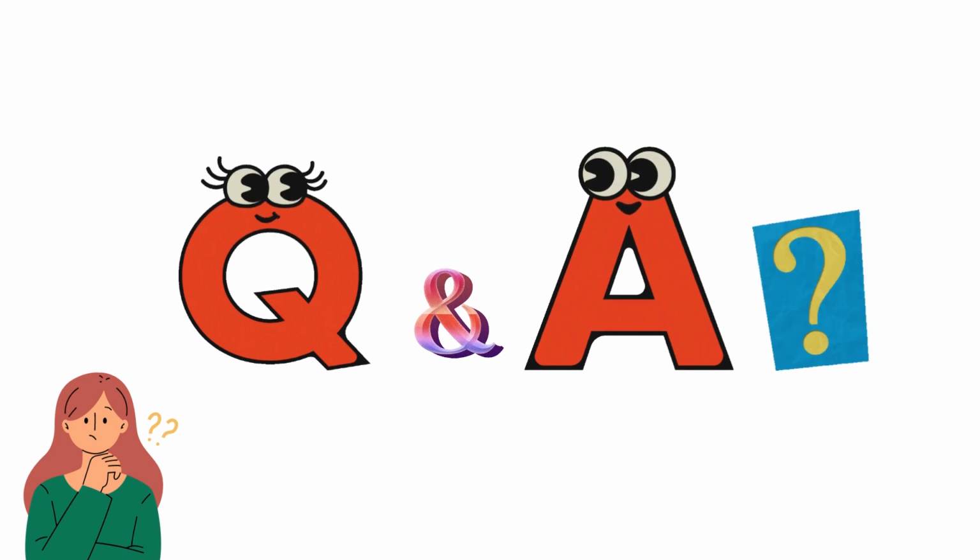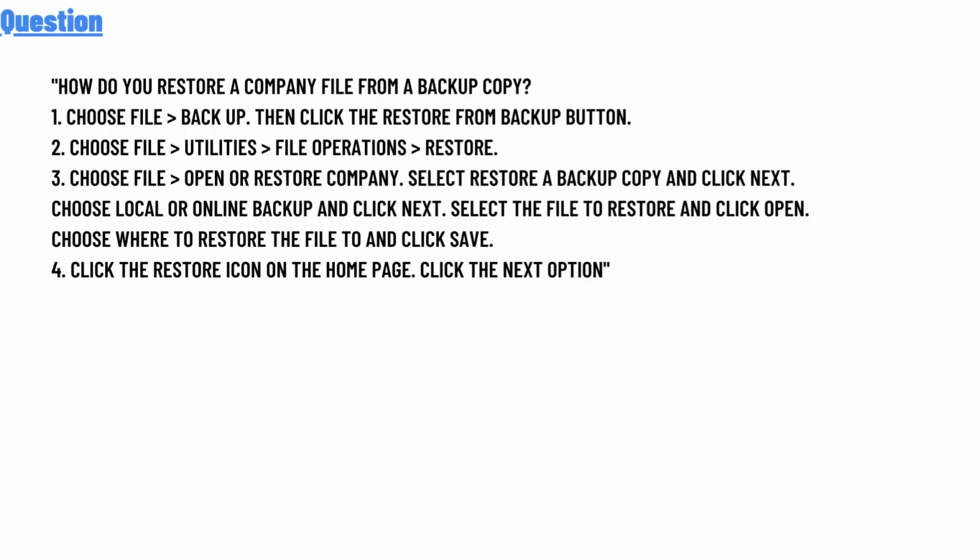So our today question is, how do you restore a company file from a backup copy? One, choose File, Backup the Client. Click the Restore from the Backup button. To choose the file, utilize the File Operations, Restore. Three, choose File, Open or Restore Company.